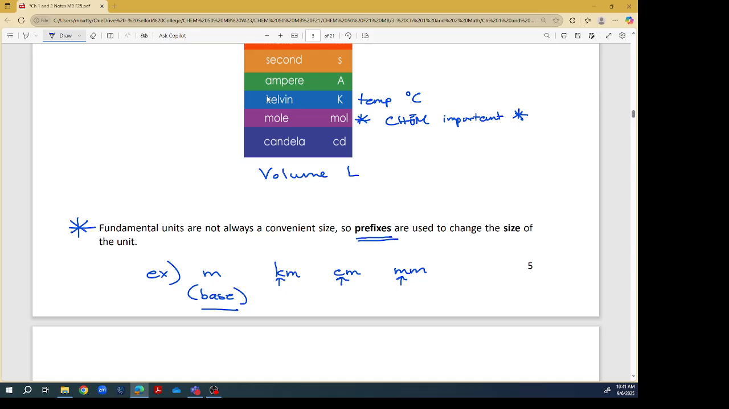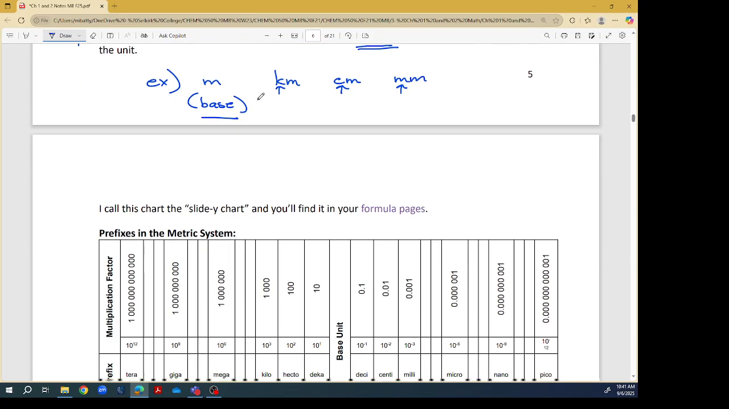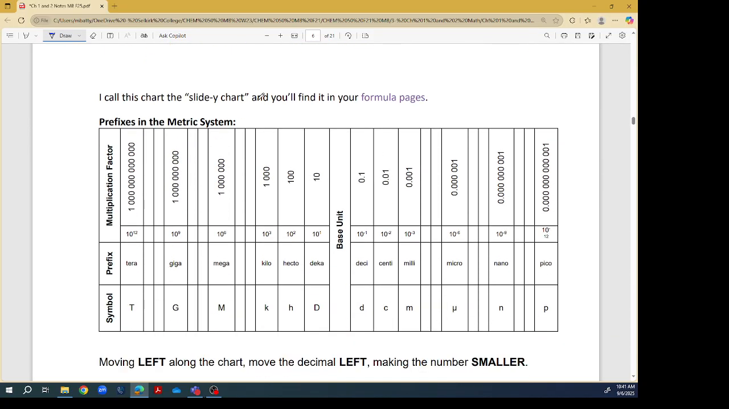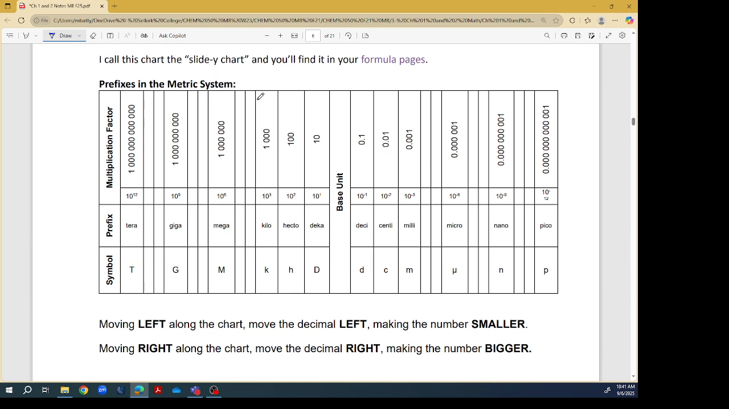There's a lot of prefixes, and not all of them get used in our day-to-day life. So let's take a look at the metric system. I can't even believe that I typed out that I call this the slidey chart. I really do. You might not want to talk to other people about the slidey chart because they might not know what you're talking about.